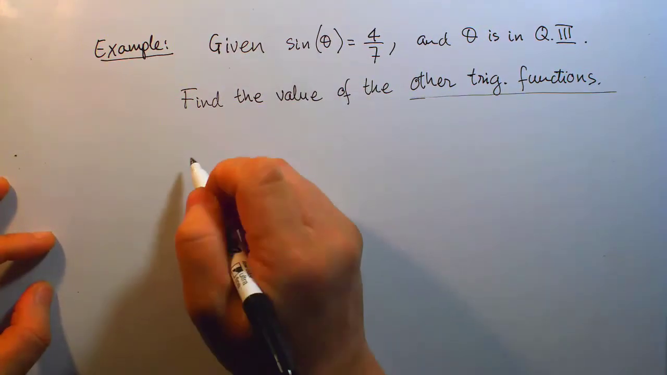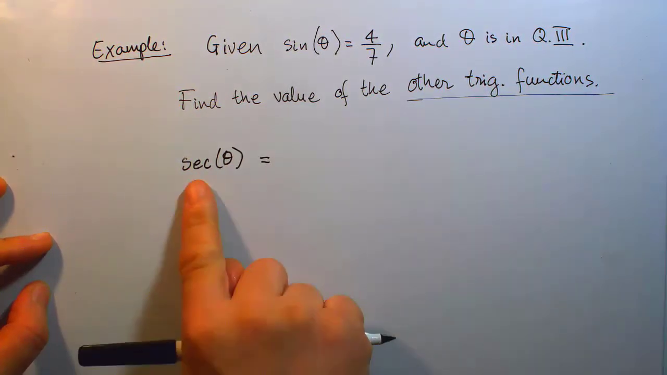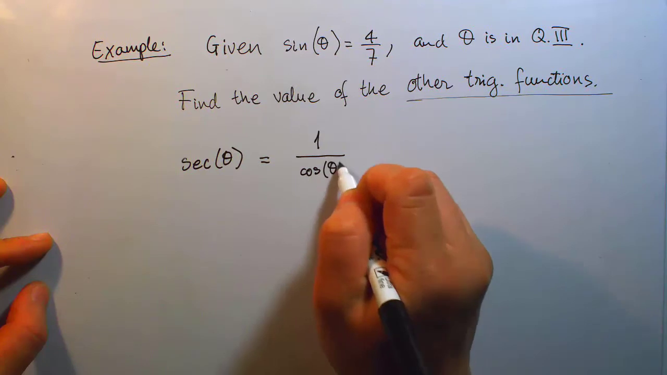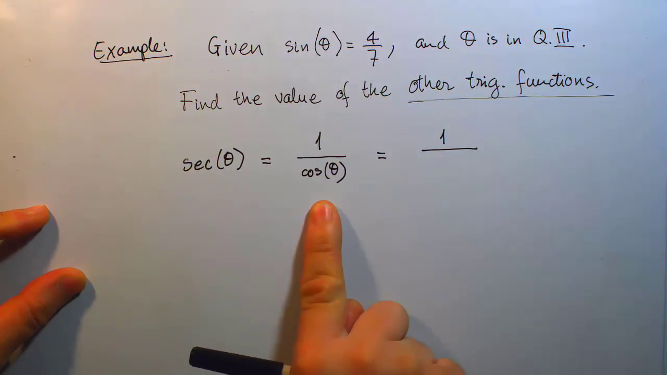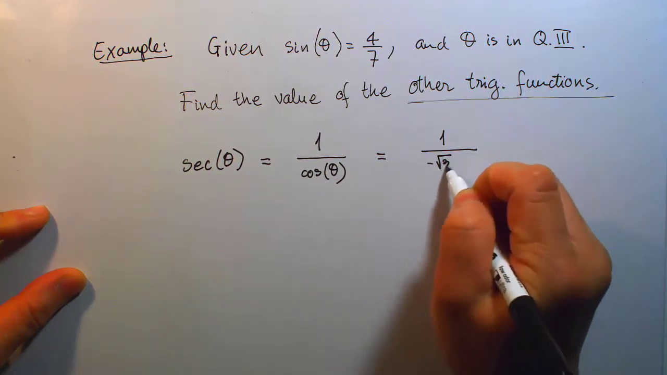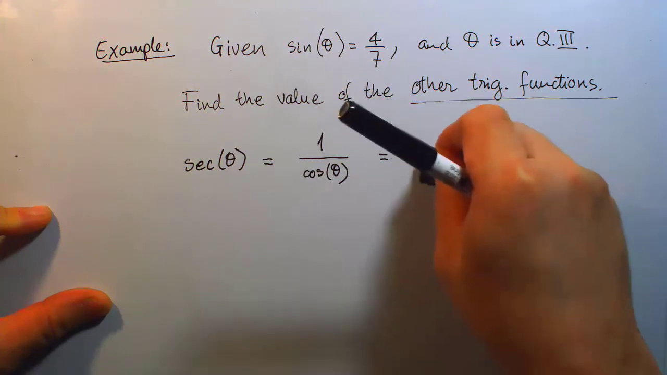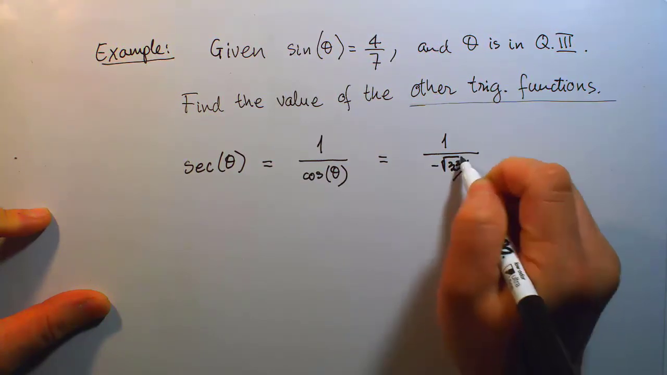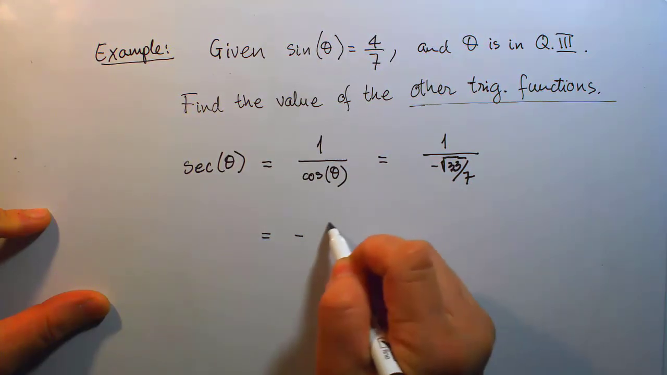Then comes secant of theta. Secant is defined as the reciprocal, 1 over cosine of theta. And now it's simply a matter of substituting in the value of cosine theta that we found very early in the problem. So negative square root 33 over 7 that we put in the denominator allowed me to rewrite it, and that is reducing down to negative 7 over square root 33.